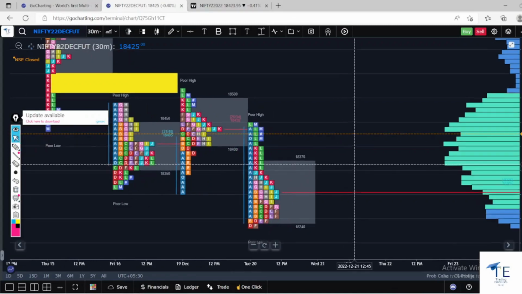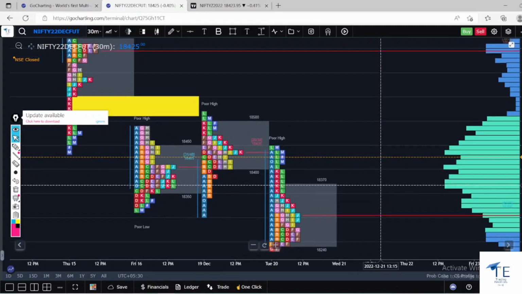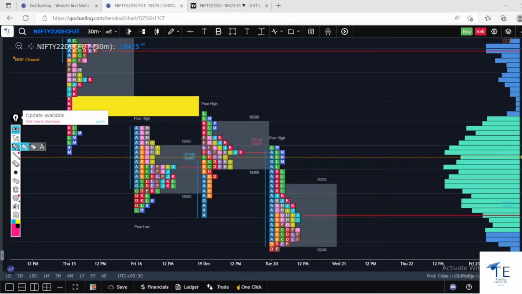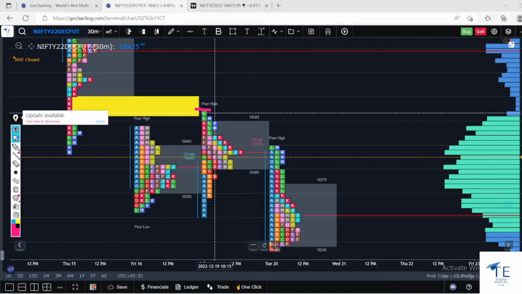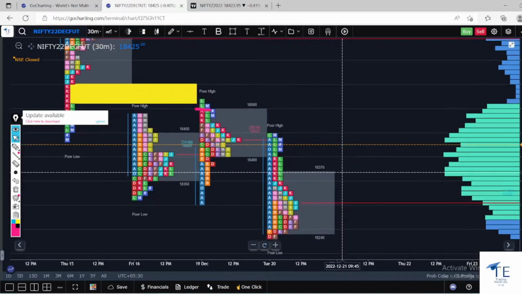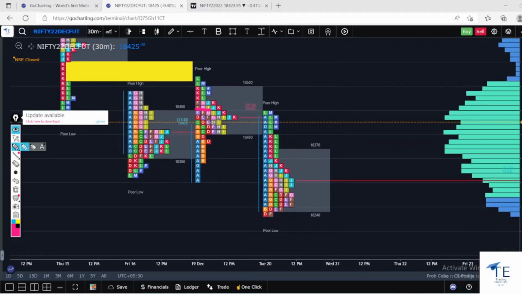Okay, what could be the thought process for today? See, this high is very important for today. This high level is almost 18,520. This high is very important, and this low, yesterday's low, is very important.